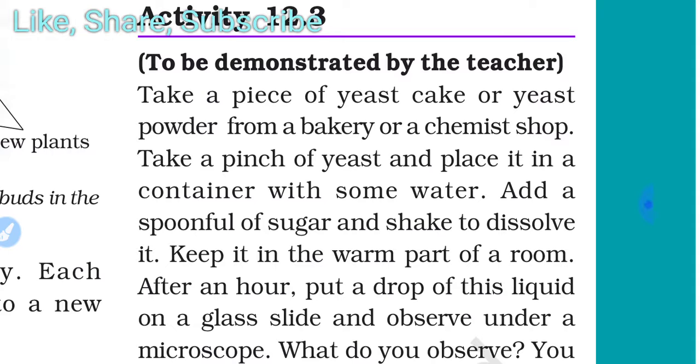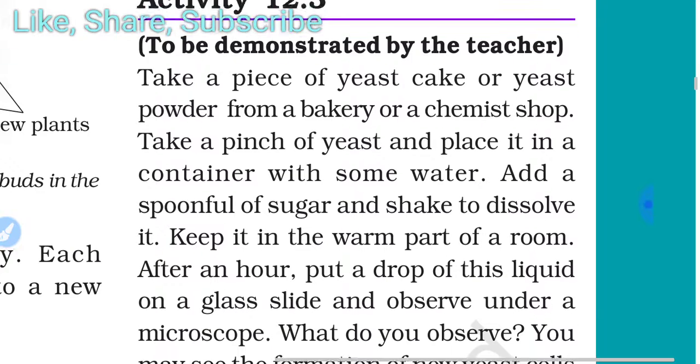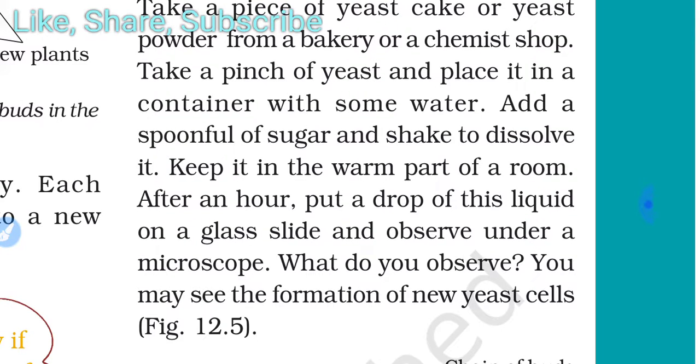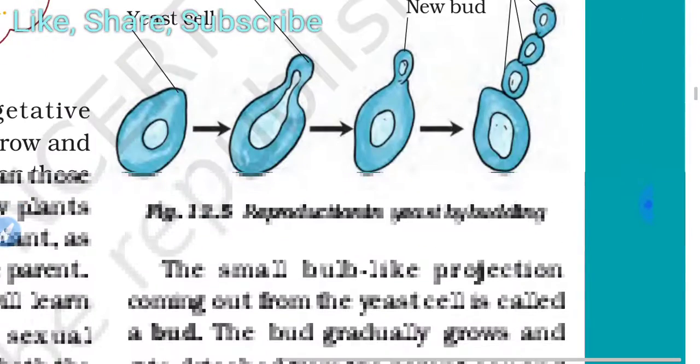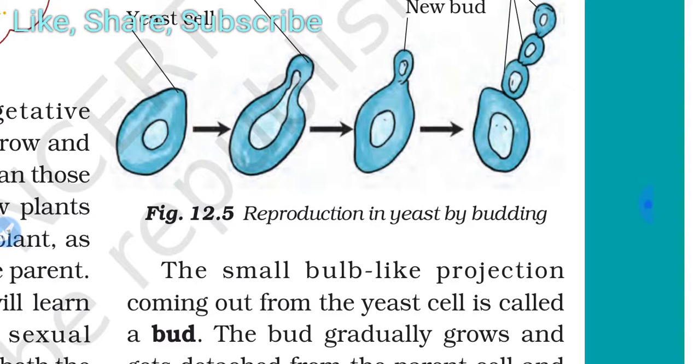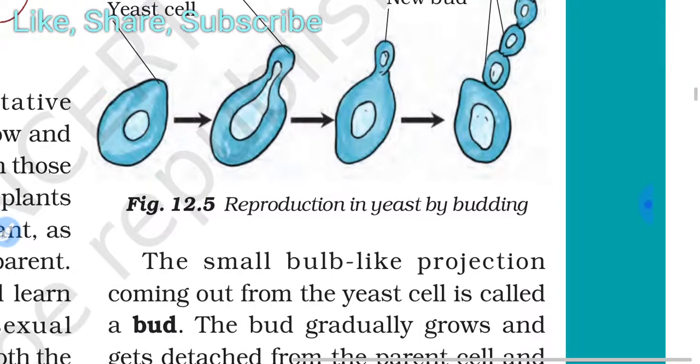Keep it in the warm part of a room. After an hour, put one drop of the liquid on a glass slide and observe under a microscope. You observe many yeast cells. That's why we are talking about yeast. Then the small bud-like projection coming out from the yeast cell is called a bud.